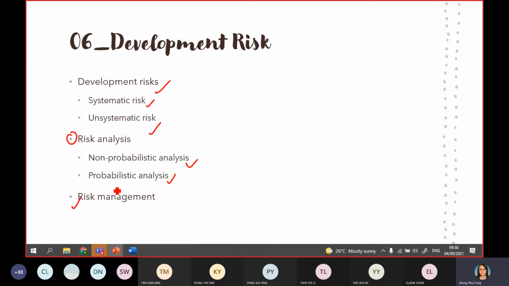Then at the end of the chapter, we know that some of the variables are very sensitive. So that's why you need to know how to manage the risk, how to reduce and minimize the risk. So in this subchapter, we have learned a few ways how we can reduce the risk.